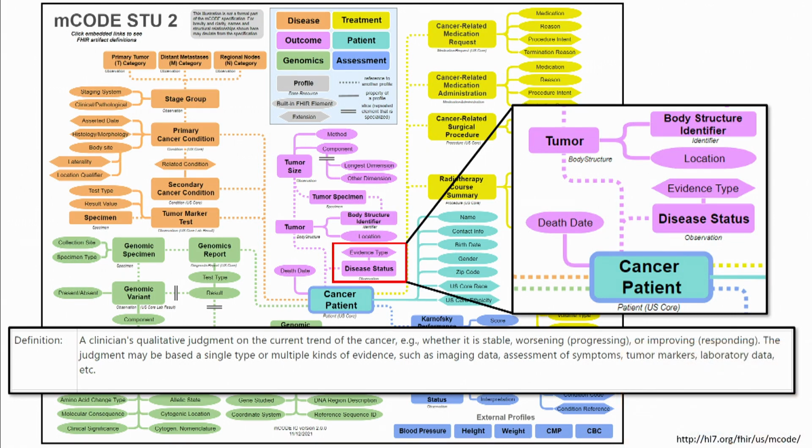Within MCODE, we rely largely on other data standards, so we don't want to reinvent data standards that already exist, but some are very specific to the cancer space. In this concept of disease status, and I've included the definition in the inset here, a clinician's qualitative judgment on the current trend of the cancer, whether it's stable, worsening, et cetera. Many of us are going to think RECIST, and RECIST is certainly one way that you can assess disease status. I would argue that there are others. This was a gap in data standards. So this was a space where when we were creating MCODE, we didn't see that there was a data standard that really fit all of the cases. And so we proposed a value set in this space.